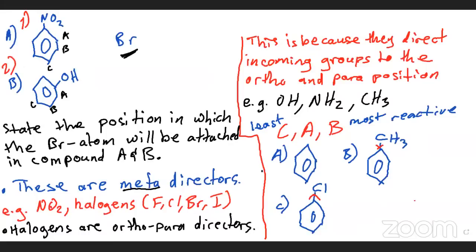B, 2, C. All right, so for number 1, if your answer is B, you are correct. So for number 1, it's B.